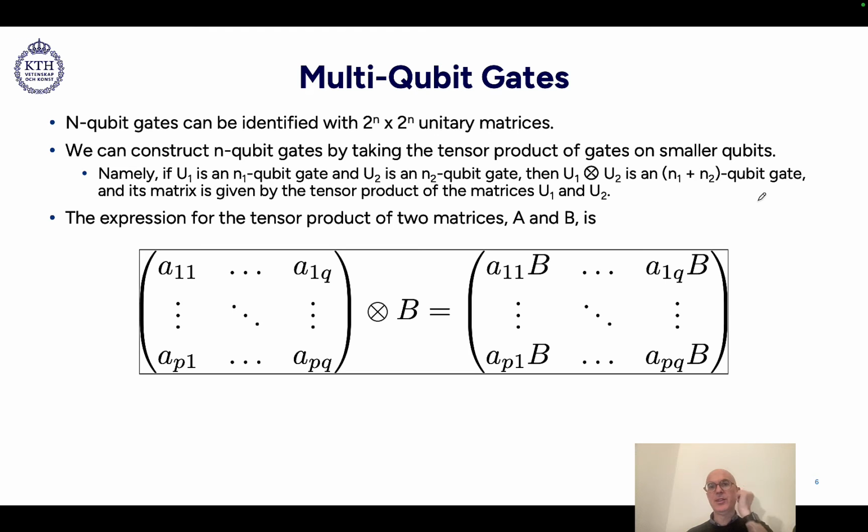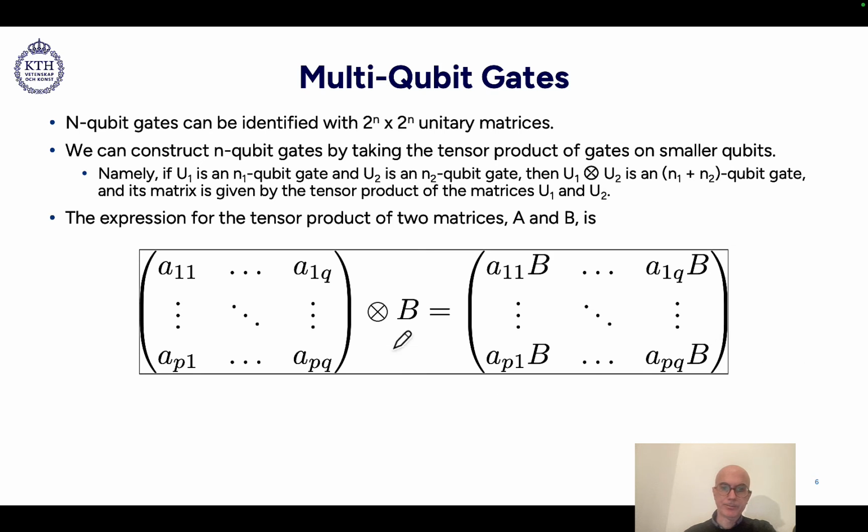As you can imagine, at this point, we can determine these multi-qubit gates by taking the tensor product of single or two qubit quantum gate matrix formulations.